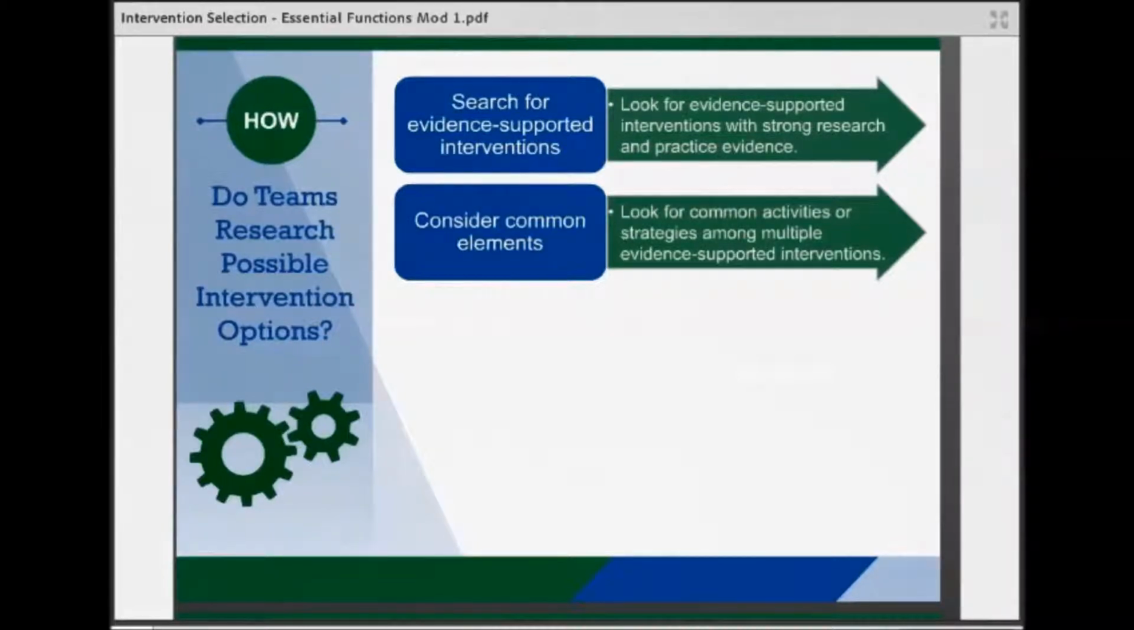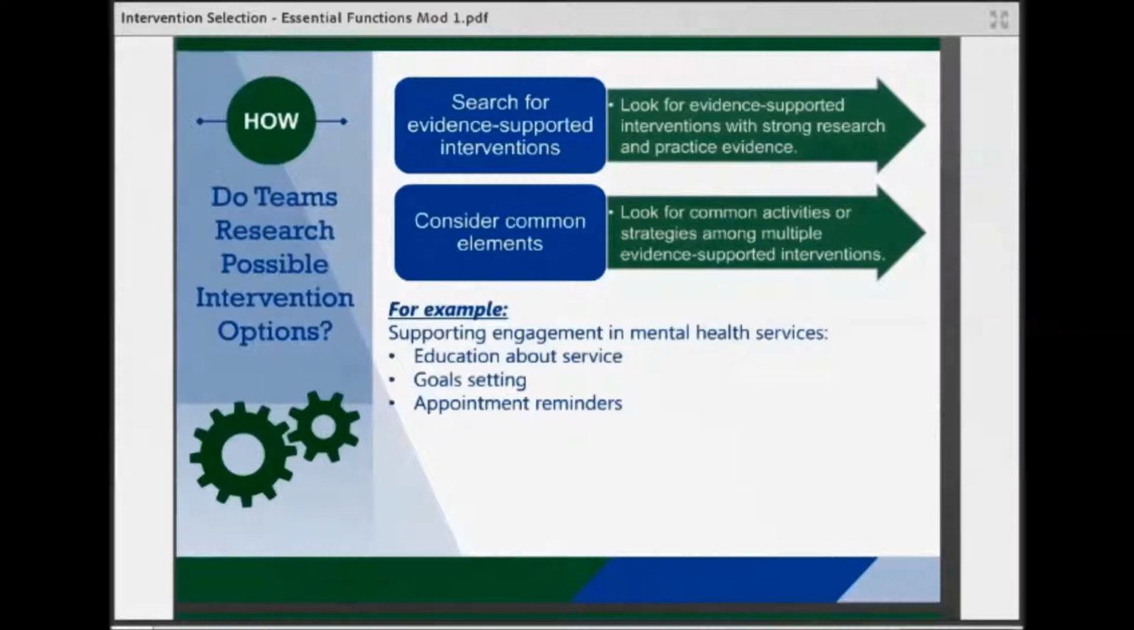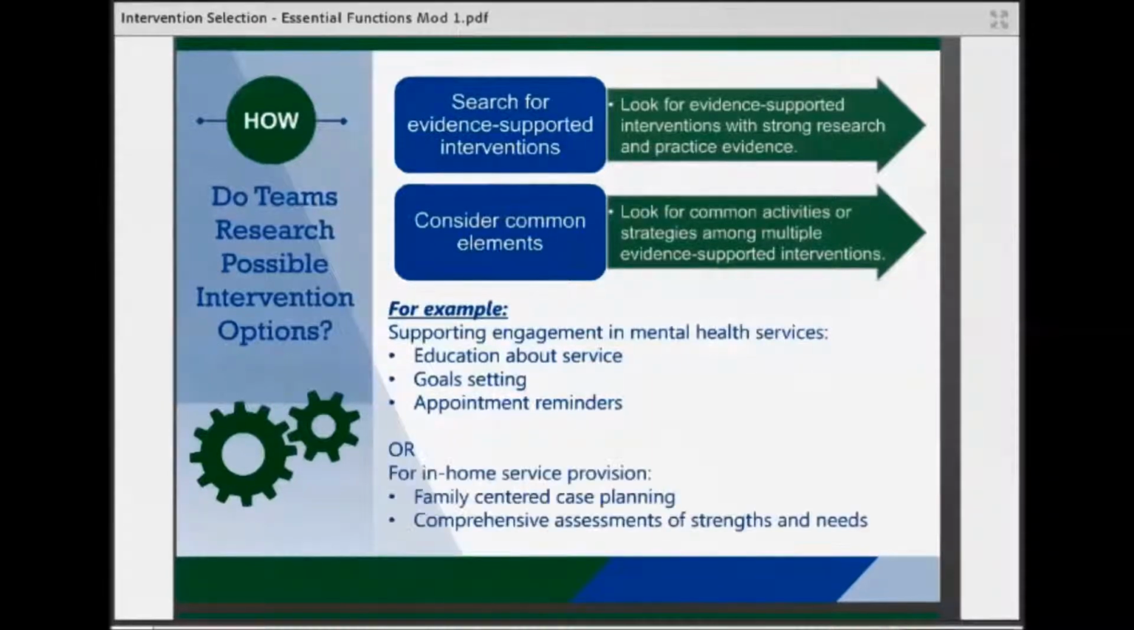Common elements can help to identify best practices with target populations and are often more digestible and teachable in comparison to a complicated manual for a full intervention. Some examples of common elements in child welfare service areas include education about services, goal setting, and appointment reminders to fully support family engagement in mental health services, or family-centered case planning and comprehensive assessments of family strengths and needs during in-home service provision.